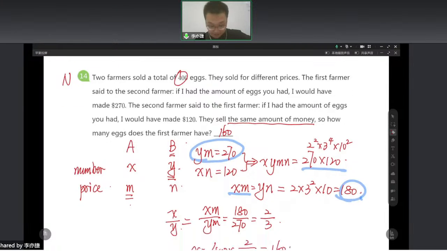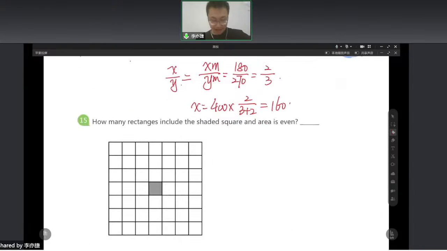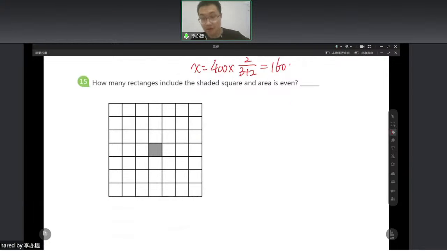Right? So, yeah. Question 15. Yeah, this is difficult or normal? I don't know. So maybe a difficult question, because the logic is a little bit complicated. It says: how many rectangles include the shaded square and the area is even. If it didn't contain the words "the area is even", then it's much easier, right? It's much easier. But we can actually solve the question.